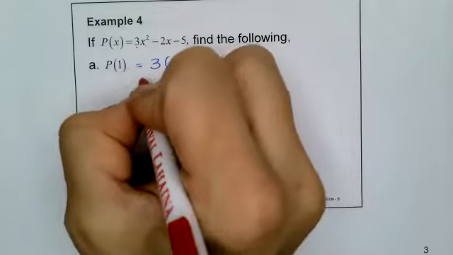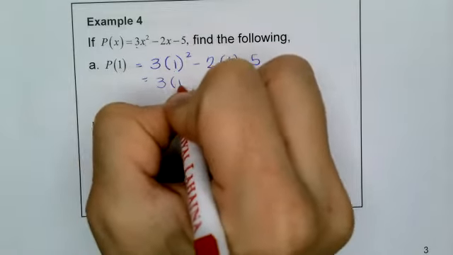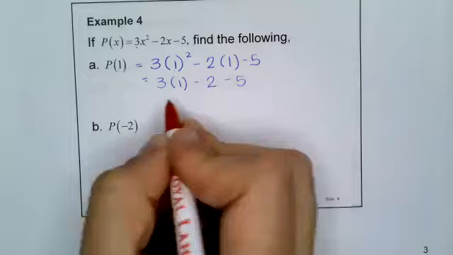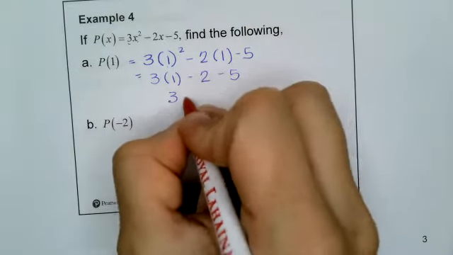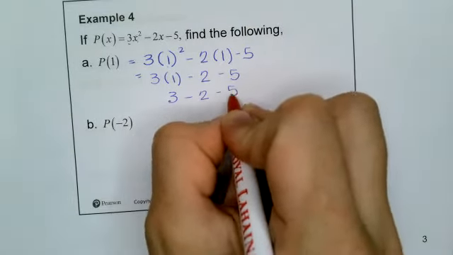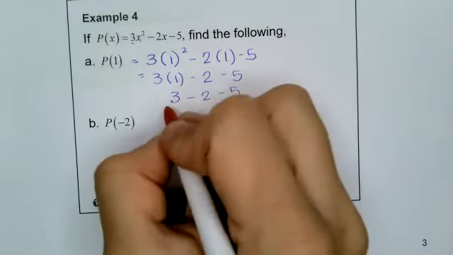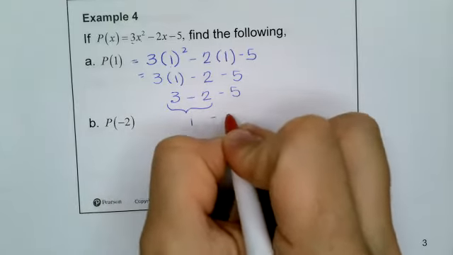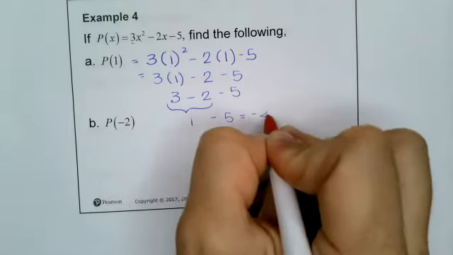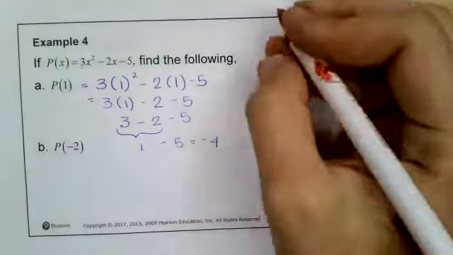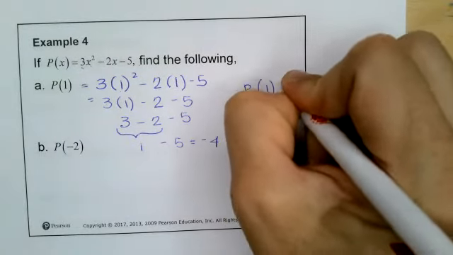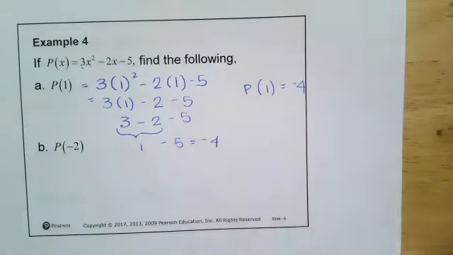1 squared is just 1, so that would be rewritten as 3 times 1 minus 2 times 1 is just 2 minus 5. 3 times 1 is just 3 minus 2 minus 5. When you're subtracting, you can just go in order. 3 minus 2 gives me 1. 1 minus 5 is a negative 4. So p of 1 equals negative 4.